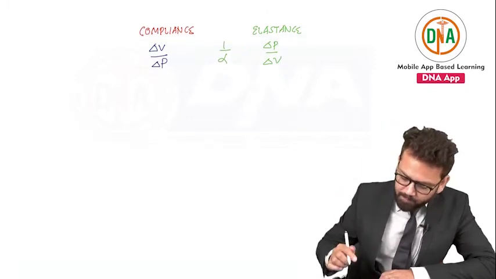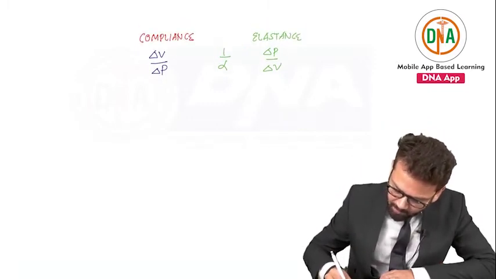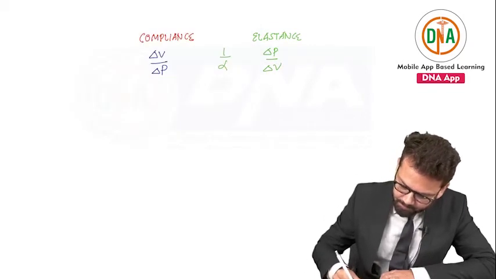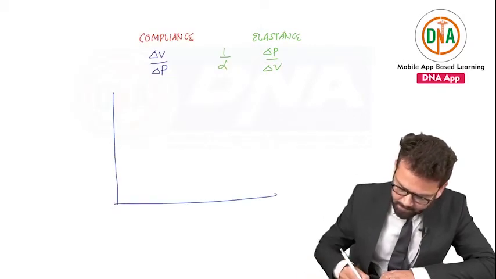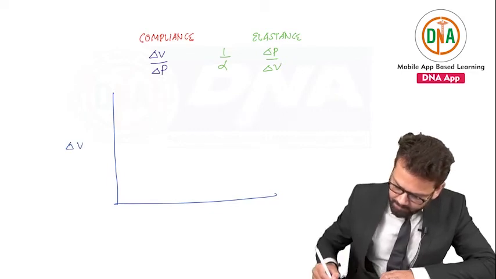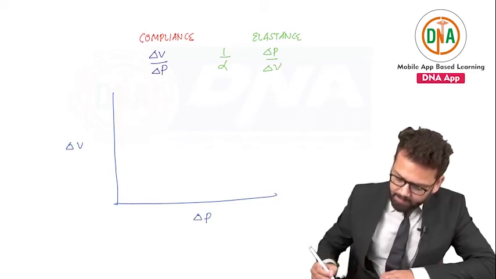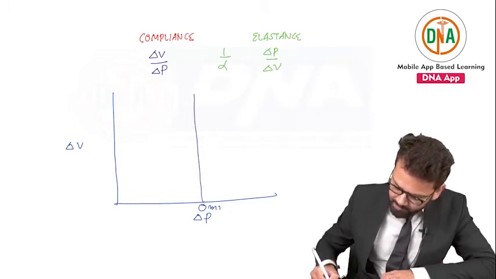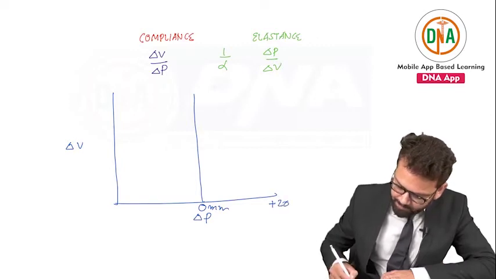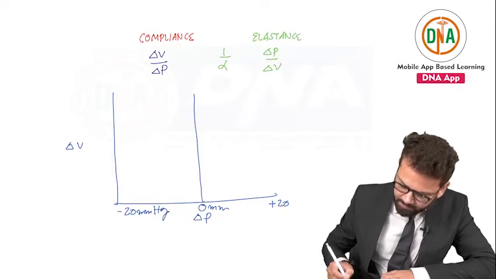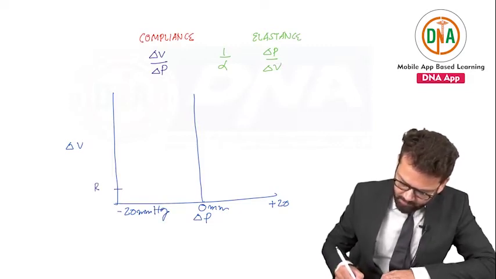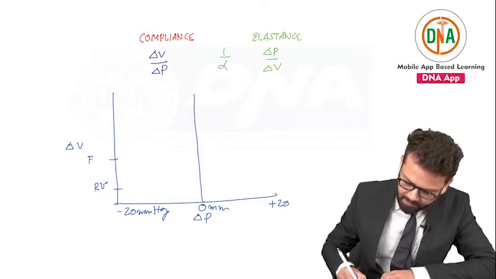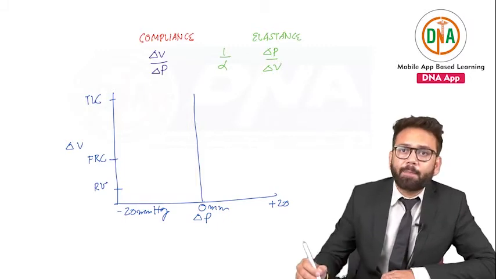Okay. So we will draw a diagram of compliance. Delta V by delta P is called compliance. This is 0 mm Hg, plus 20 mm Hg, minus 20 mm Hg. This is residual volume, functional residual capacity, total lung capacity.